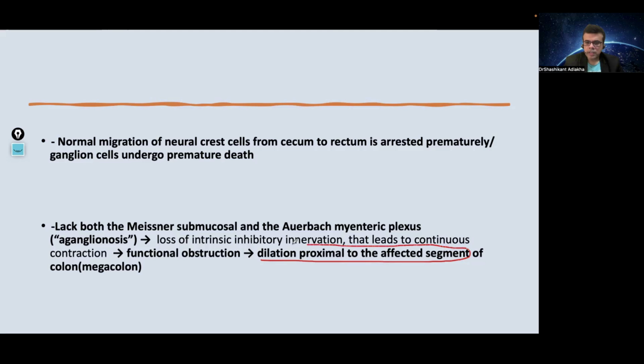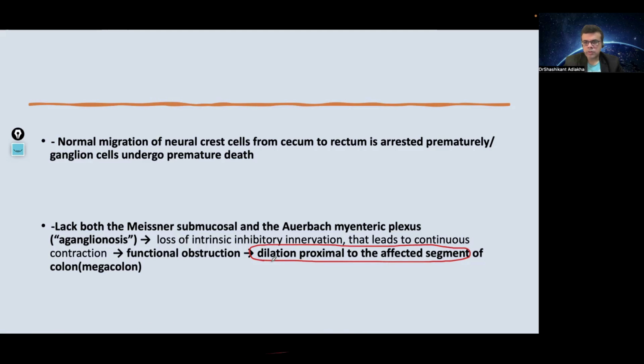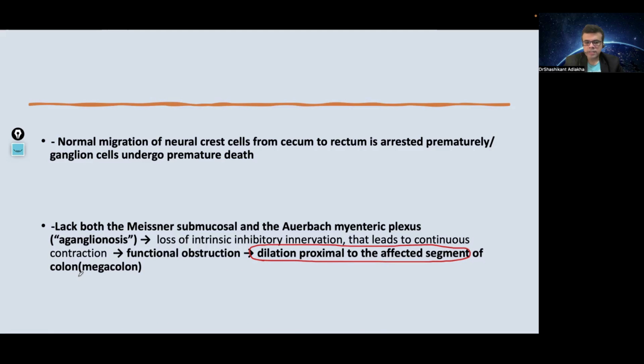That is the characteristic feature. There is a contracted segment, and proximal to that contracted segment there will be dilatation. So the affected segment is quite contracted, and proximal to that is the dilated segment, and that is what is called megacolon. All the feces will be impacted over there, and the affected segment will be devoid of any intestinal content because of the continuous contraction. It will not allow the fecal content of the intestine to pass through.